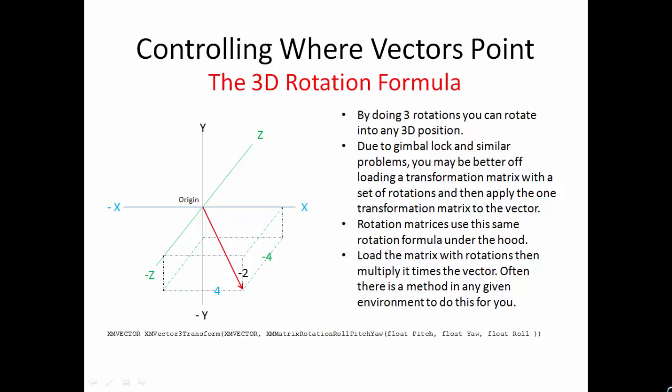Due to gimbal lock and similar problems, you may be better off loading a transformation matrix with a set of rotations and then applying the one transformation matrix to the vector. You don't need to know about this yet. We haven't covered gimbal lock or matrices. I'm just giving you a preview of where we're going and how this is used in the real world. Rotation matrices use the same rotation formula under the hood.